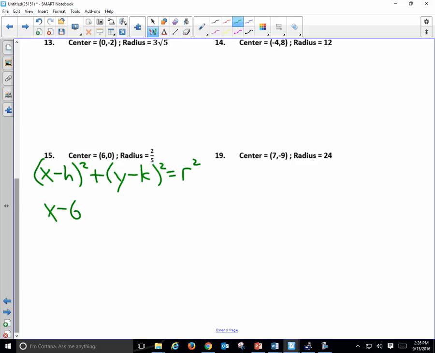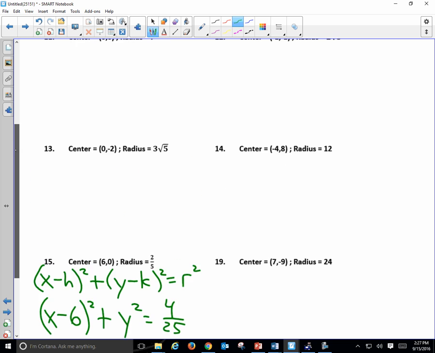So what is this part going to look like if I plug in the 6? X minus 6, quantity squared. What is the second part going to look like? Just y squared. Now, my guess is the reason why you asked 15 is because you don't like the fraction, right? Not too big of a deal. We got to take that and square it. So what does it mean to square something? So I'll take it and I'll multiply by itself. You multiply fractions straight across. 2 times 2, 4. 5 times 5, 25. Yep, that's it.